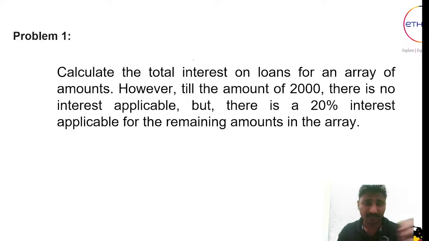The complete question can be solved using conditional-based programming. The major condition is about the amount which we have taken from the user, which has to be greater than 2000. If that is greater than 2000, then only the interest will be applicable with the rate of 20%. Now we'll try to code it.